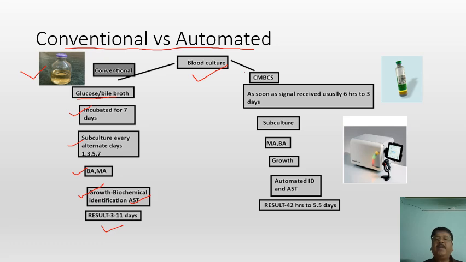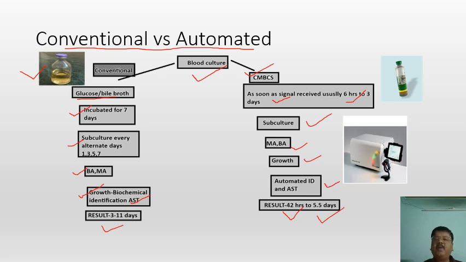Now, continuous monitoring blood culture systems. Once the bottle is loaded, the signal is received usually within 6 hours to 3 days, and we have to subculture on blood agar or MacConkey's agar. When the growth is obtained, from that growth we put it for the automated ID and AST. If both the automated continuous monitoring blood culture system and automated ID and AST are combined together, the result can be obtained within 42 hours to about 5.5 days. So there is a decreased turnaround time.